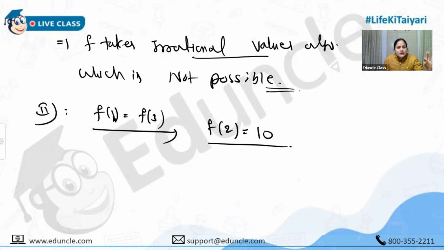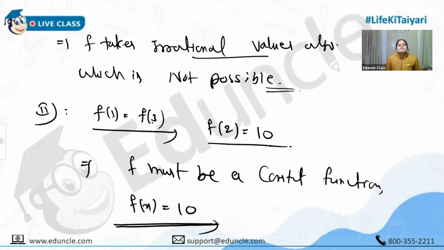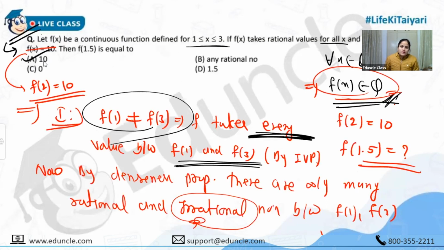तो अभी केस सेकंड में बता दे रहा है दोनों वैल्यू सेम है और 2 पर वैल्यू 10 आ रही है, तो ये इंप्लाई कर देगा f must be a constant function, that is f of x is nothing but 10. केवल यही एक पॉसिबिलिटी है. This is the only possibility. ठीक है. So this will implies f at 1.5 is nothing but 10. तो आंसर आ जाएगा हमारा 10. क्लियर और नॉट क्लियर भाई फटाफट से आंसर दो.